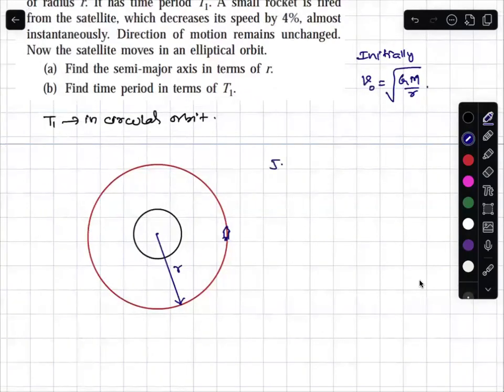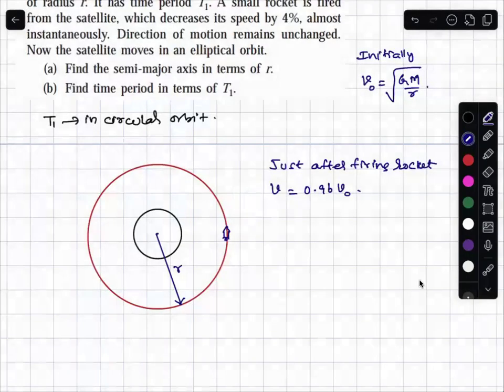Now see, just after firing the rocket, speed becomes 4% less, means 0.96 V0. During this period, don't conserve energy. Once this is done, you can conserve energy. Why? The only force is gravitational force, and that is conservative.